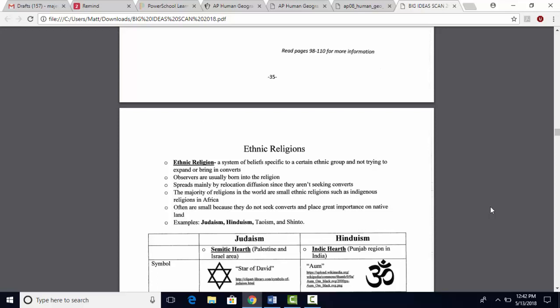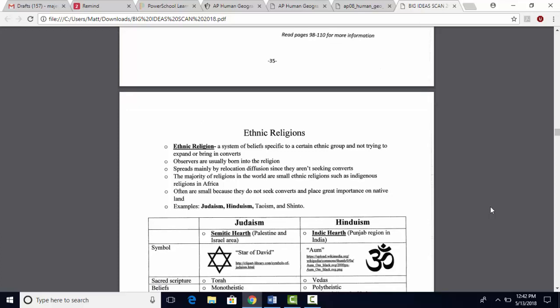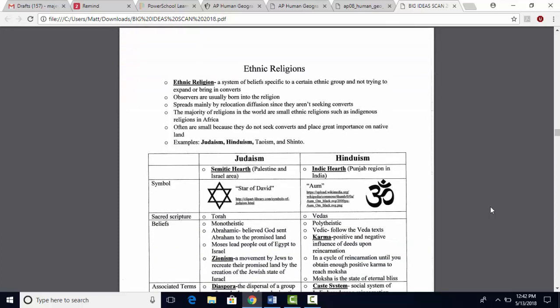All right, let's get to religion, and we're going to move over to page 36. Ethnic religions, remember, are a system of beliefs that are specific to a particular group. They're not trying to expand. They're not trying to bring in more converts. You're usually born into the religion. It's usually spread, like most folk things or folk religions, by relocation diffusion. Because you're not actively seeking converts, that's called proselytizing, remember. Then you simply relocate and usually bring your faith with you. That's how it spreads. The majority of religions in the world fall into this category, ethnic or folk religions.